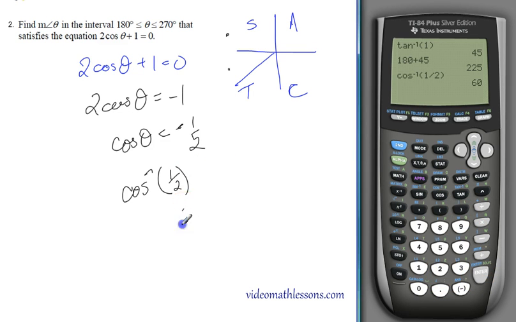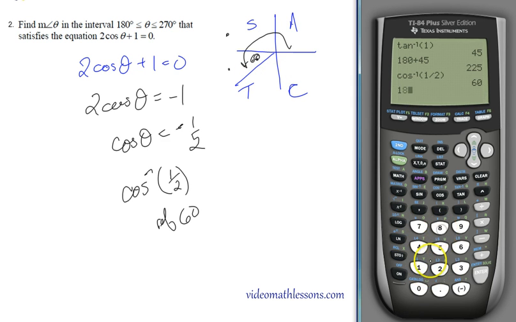And you get 60 degrees. 60 is the reference. 60 is over here. It is not in this quadrant. You're going to add 60 to that part right there. Now, you're past 180, so it's going to be 180 plus 60, so you get 240.